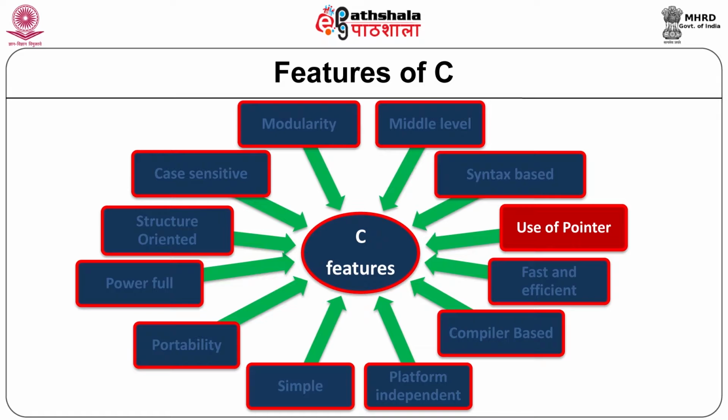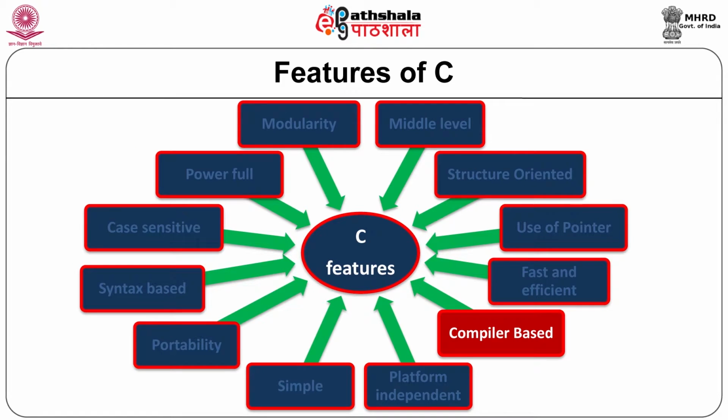A pointer is a variable which holds the address of another variable. A pointer directly gives access to the memory address of any variable. C is fast and efficient. Compiler based C feature. It means the program written on one compiler can be executed on another compiler. Therefore, first we need a compiler to compile our program and then execute.